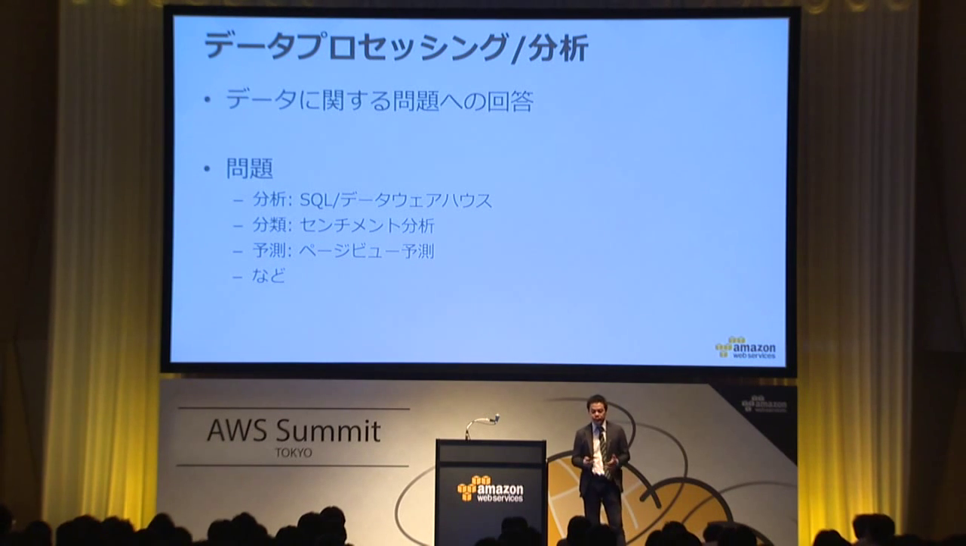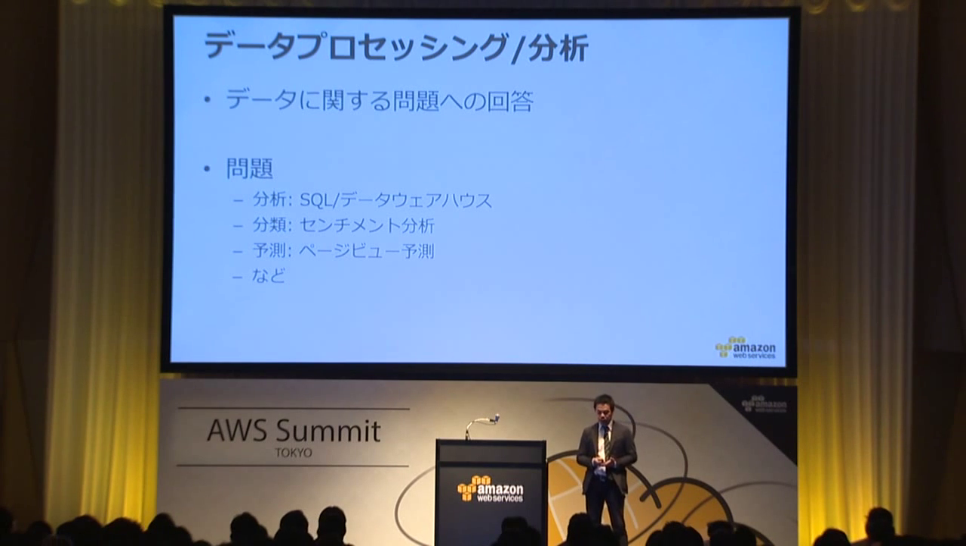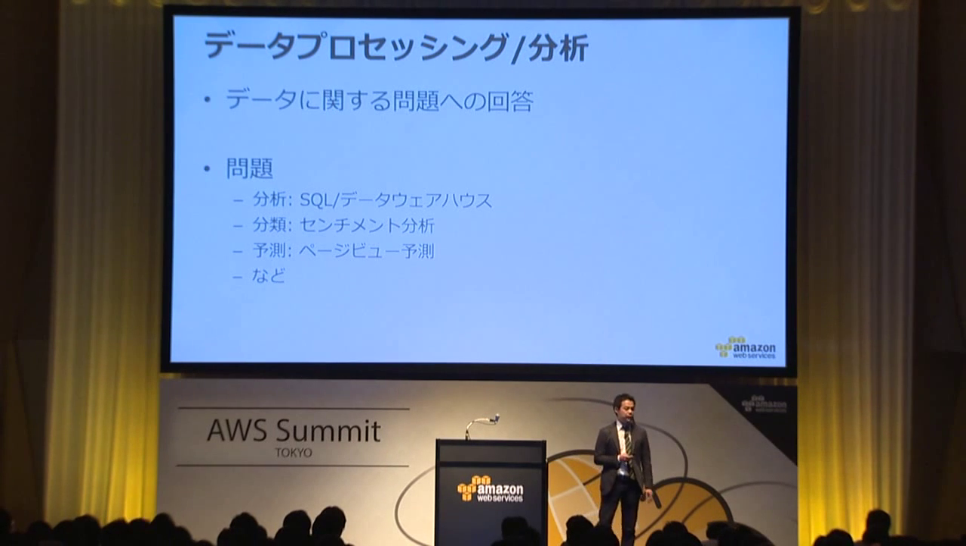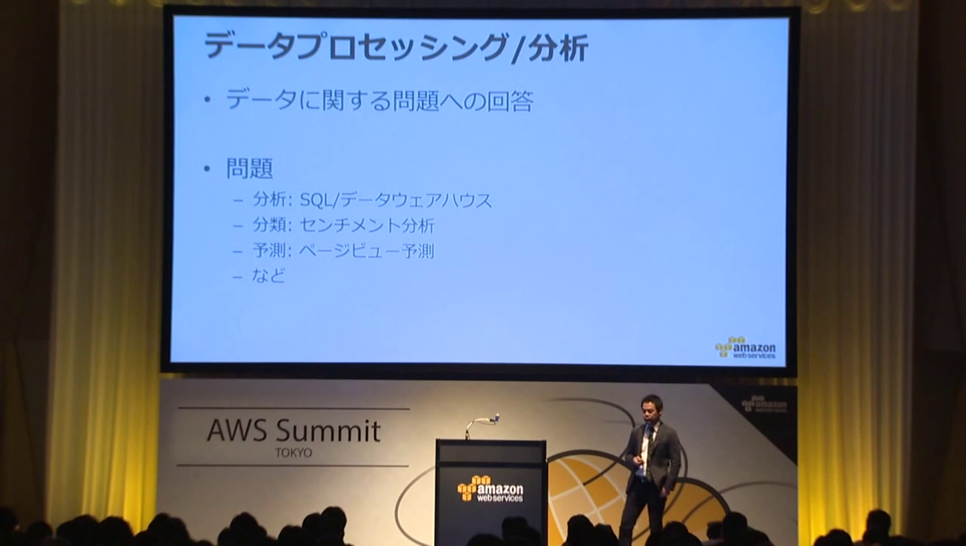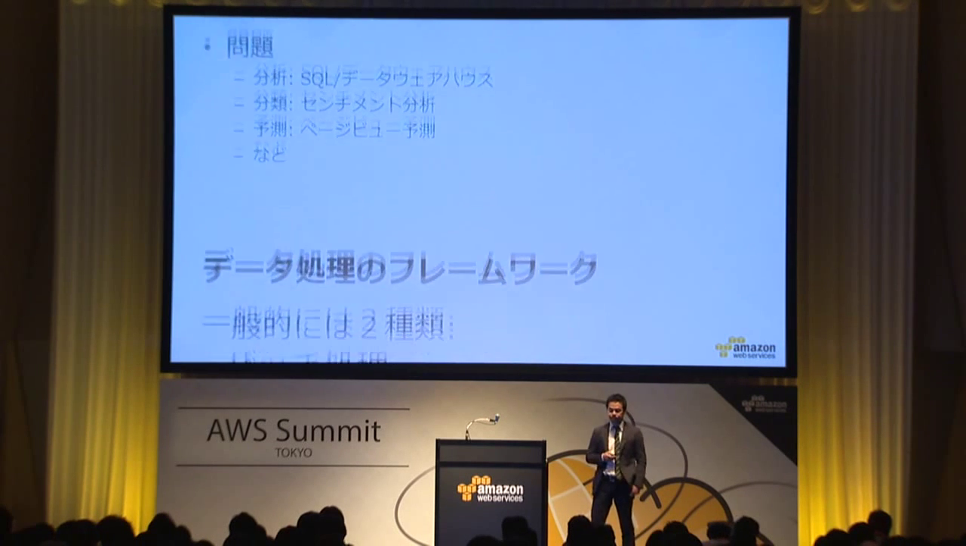Data processing and analysis is to give answers to questions regarding the data. I'm sure you know about this. It's the world of SQL, or the world of data warehouse, as we do the analysis. It's about classification, such as sentiment analysis. By using Hadoop, you can process using MapReduce. Or as for forecasting, you can forecast page views. You can use machine learning as well.